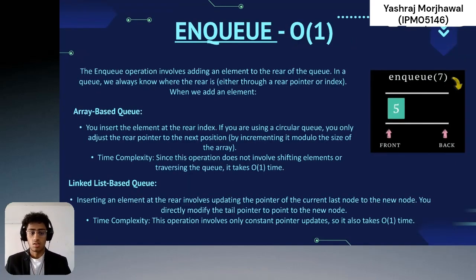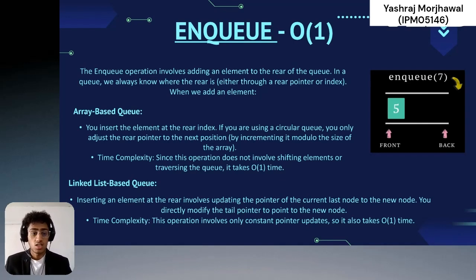So, starting with enqueue operation, which means adding an item to the back of the queue. If we use an array for the queue, we add an item at the rear index. If the queue is circular, which means the end of the array wraps around to the beginning, we have to make sure the rear and end pointers wrap around too. Since this operation does not involve shifting elements or traversing the queue, it takes a constant O(1) time complexity.